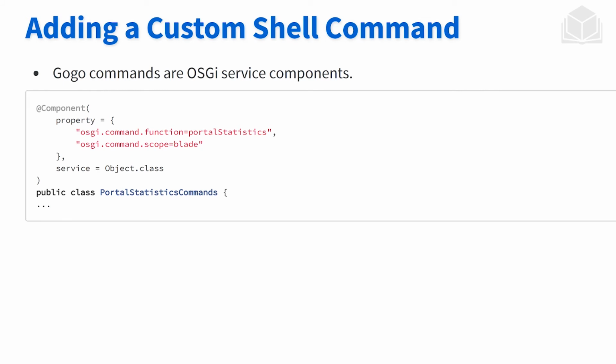One thing you can also do within the Gogo shell is create your own Gogo shell commands. This is done by creating a component and then deploying that component within the module to the OSGi container. In this example, within the component property, you have the osgi.command.function, portalStatistics, that's going to be the command name itself, and then the scope is the namespace. One thing to keep in mind here is that whatever that osgi.command.function is, it's going to call a Java function or a Java method. So just keep that in mind.